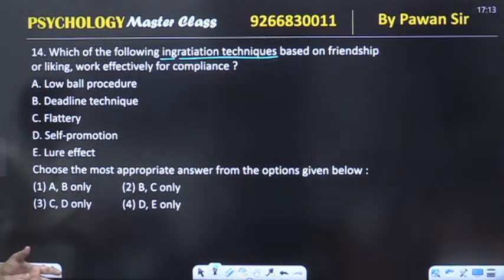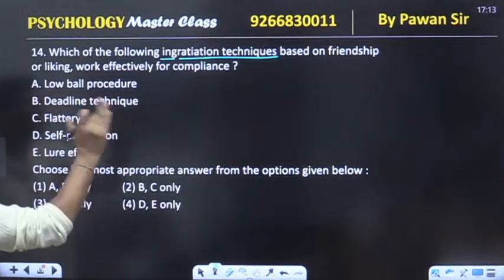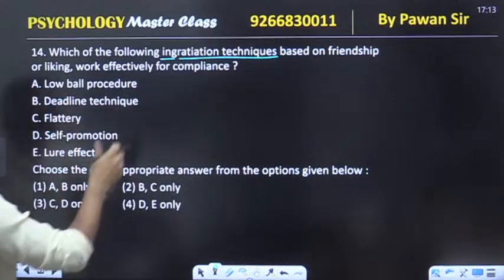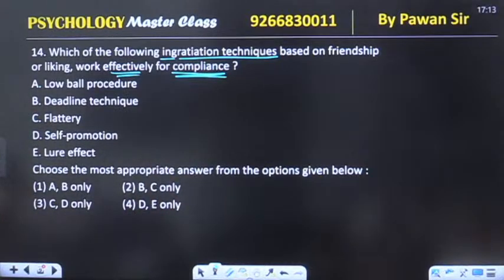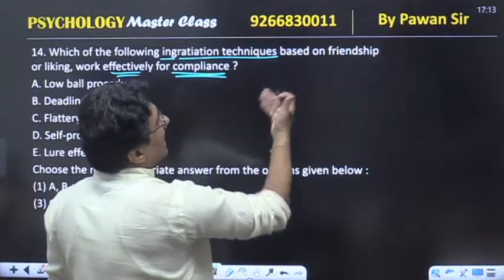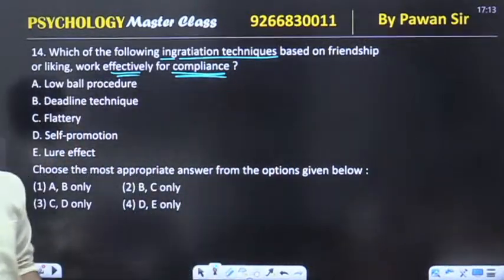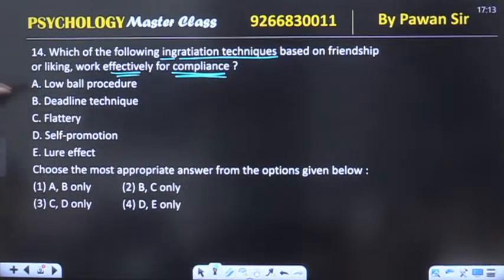So here the ingratiation technique is being asked in this question effectively for compliance. Compliance, that is following the order. Following an order is actually legal-based. When we say compliance, we are giving an order, so rules and regulations that should be complied with, various kinds of orders that should be complied with.